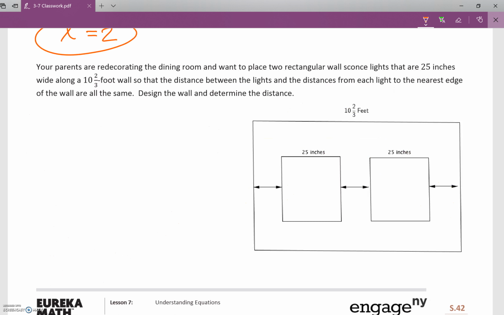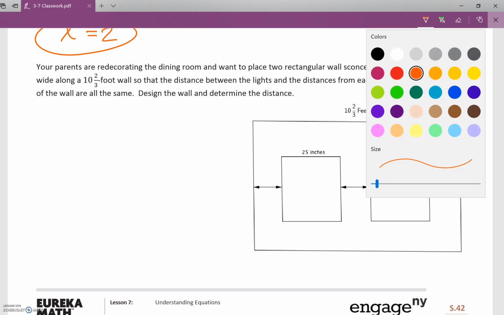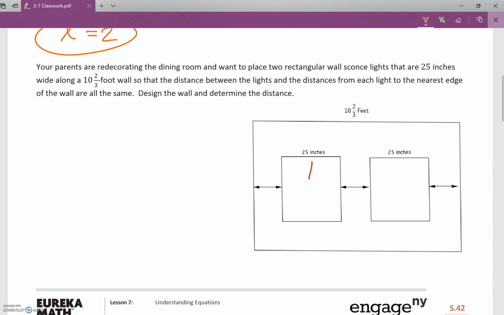All right, this next question is very similar. Your parents are redecorating the dining room. They want to place 2 rectangular wall sconce lights that are 25 inches wide along a 10 2/3 foot wall, so that the distance between the lights and the distance between each light to the nearest edge of the wall are the same. So really this is the same question. Here's the difference on this one. They give us the unit of measure for the posters in inches and the unit of measure for the wall in feet. So what we need to do is convert to a common unit.